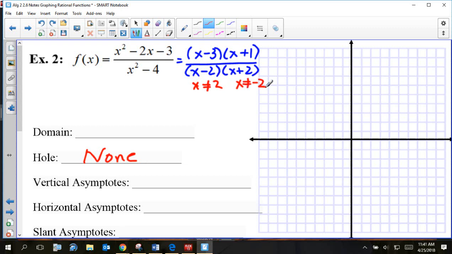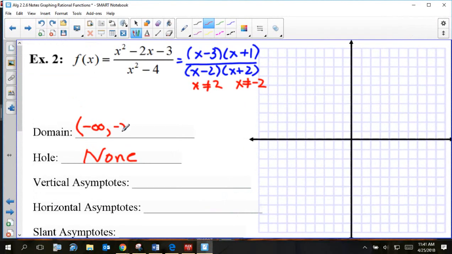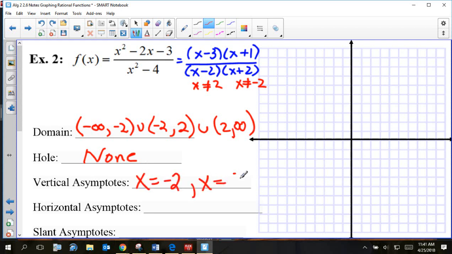So for our domain, we're going to go left to right, from -infinity, and we're going to skip over, what's the first number when we go left to right that I'm skipping over? -2 first. So union that with -2 going to +2, union that with 2 going to +infinity. So we're skipping over -2 and +2 in order. Vertical asymptotes come from the denominator. So we look at our denominator, where are my vertical asymptotes? At x equals -2 and at x equals +2.